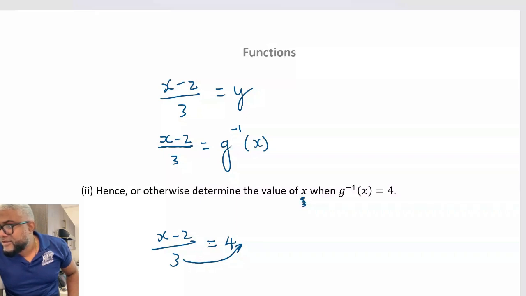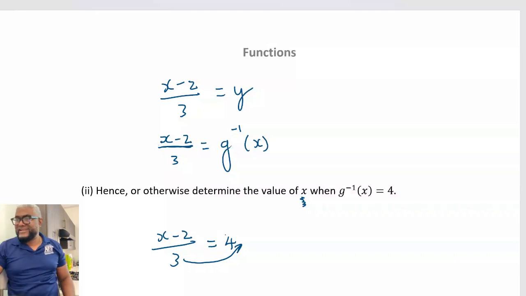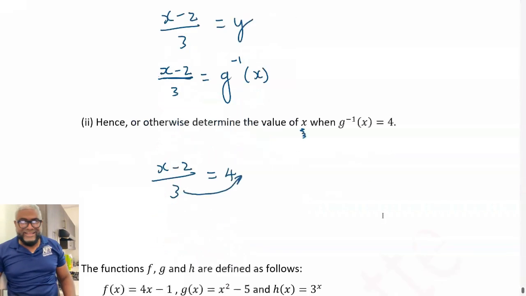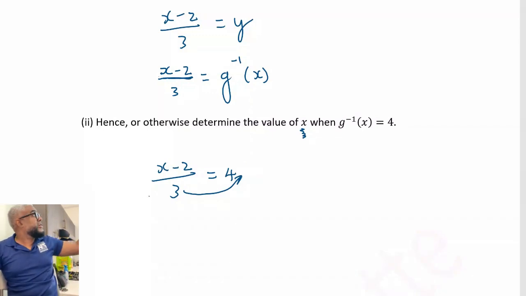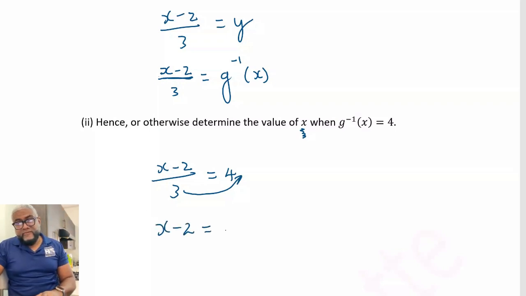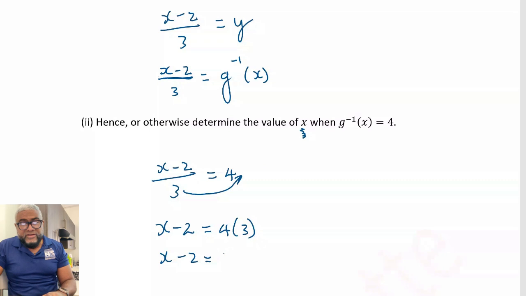Right, so when we carry the 3 to the right, what do we do with it? If we divide by 3 on the left, what do we do with it on the right? Multiply. 4 multiplied by 3, however you want to write it. X minus 2 is equal to what?